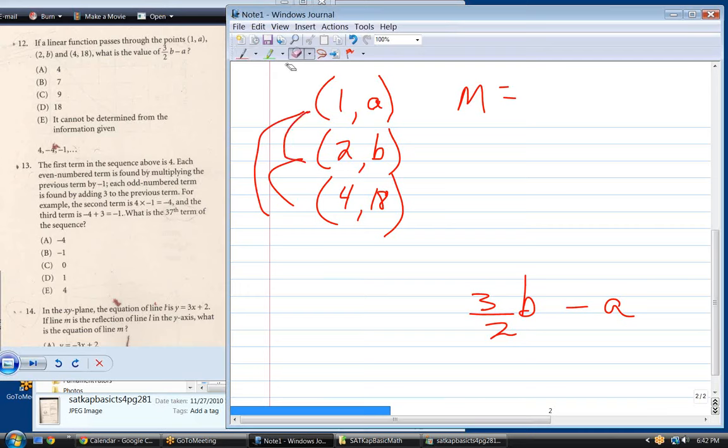So we have 3 possibilities, and all of them are going to give us a slope, and the slopes are the same. They have to be the same. The slope never changes on a line, no matter what 2 points you go between. It's always the same slope. So let's start with the slope from these 2 points. That would be 18 minus b all over 2.